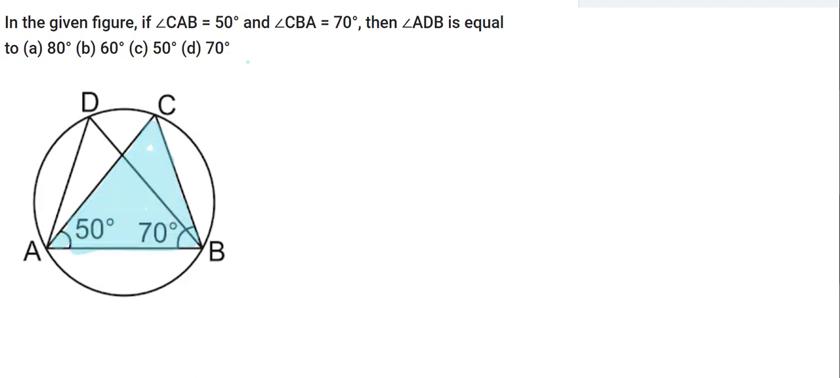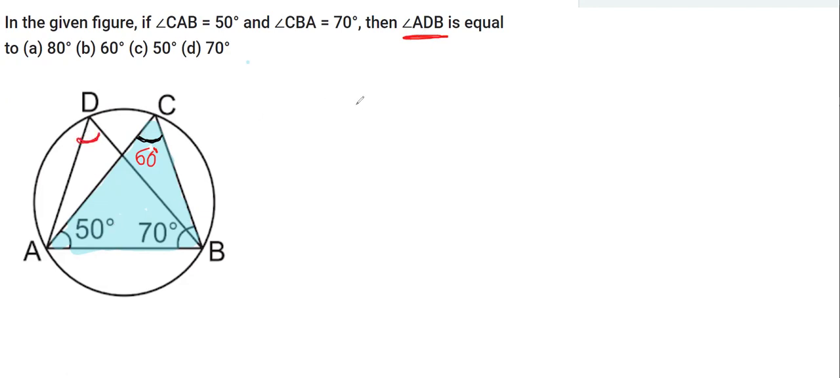By angle sum property, we can determine the value of the third angle, this one. It should come as 60, as you know that the sum of three angles of a triangle is 180 degree. If two of them are 50 and 70, their sum is 120, so this is 60. Now we have to find the value of angle ADB.